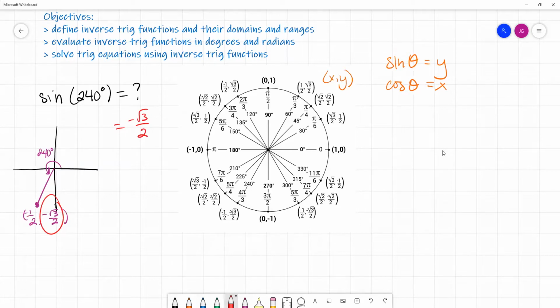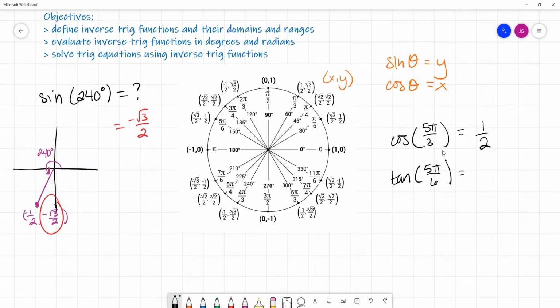I can do the same thing with a couple other ones. For the sake of the length of this video, I'm going to do these a little bit quickly. You should always show your work, but in this case, I'm going to skip through that process so we can get to the idea of this video. What if I asked you to find these two trig functions? Cosine of 5 pi over 3 is right here. My x value there is 1/2. So my answer there is 1/2.